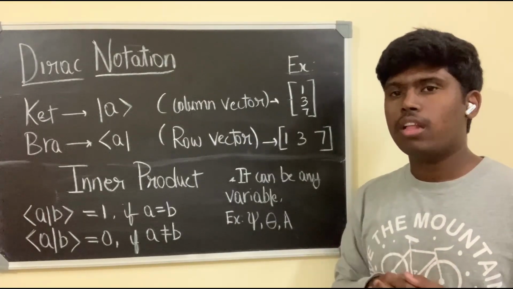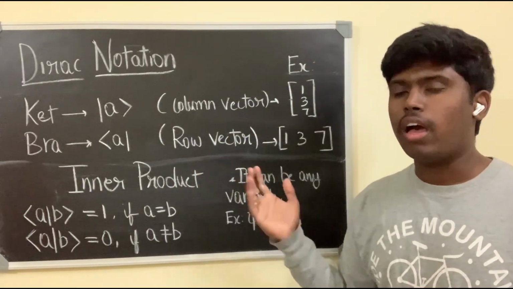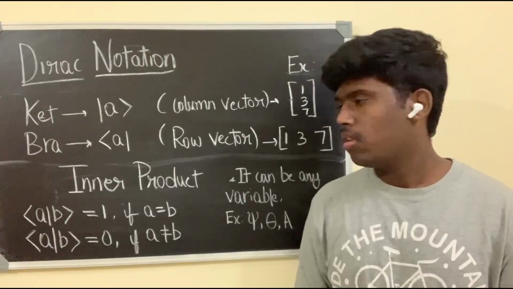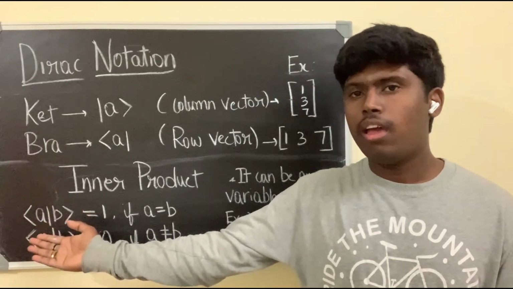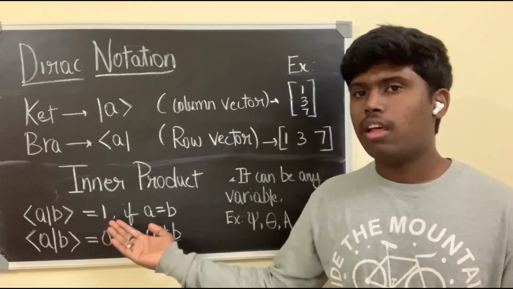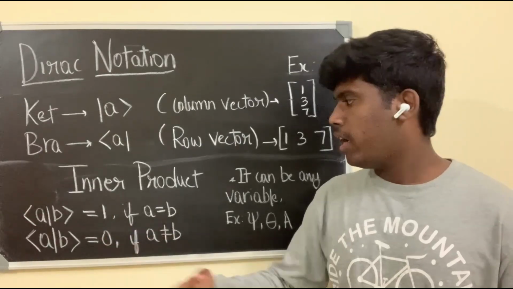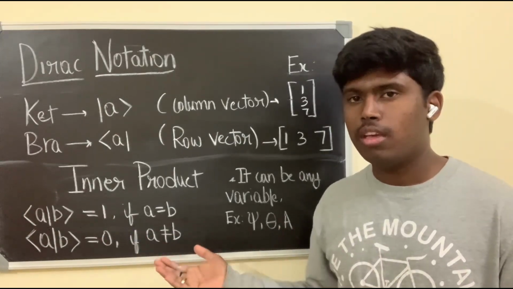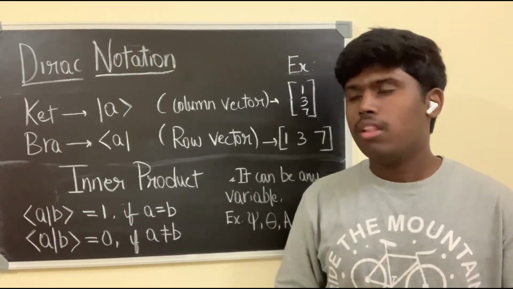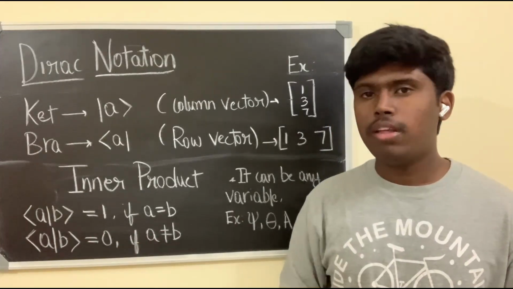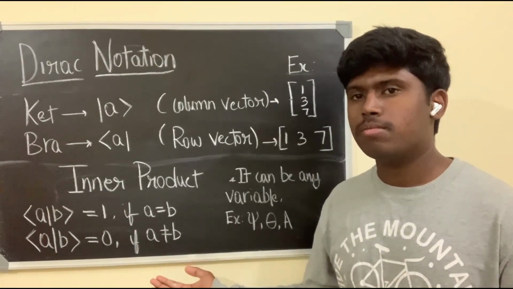The inner product tells us how two states are related with each other. If we multiply bra A and ket B and we get the output as 1, then it would mean that A is equal to B. And if the answer is 0, then it means that A is not equal to B.